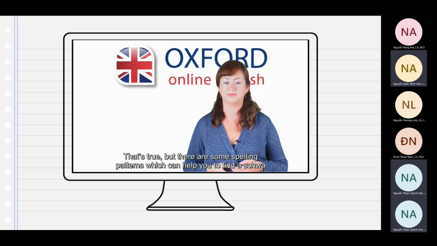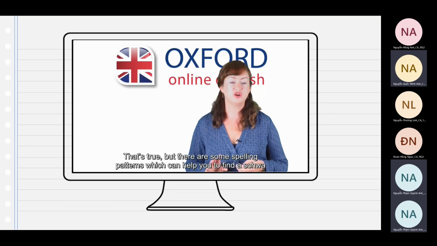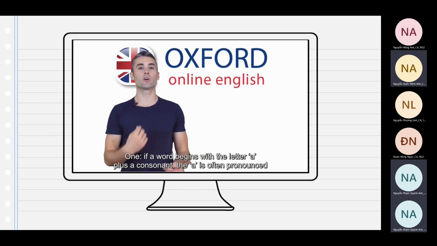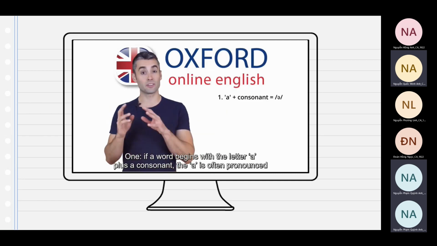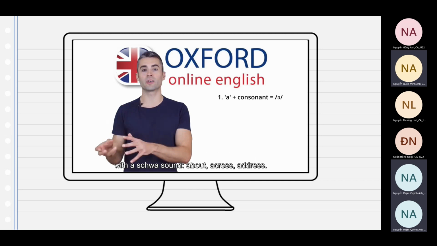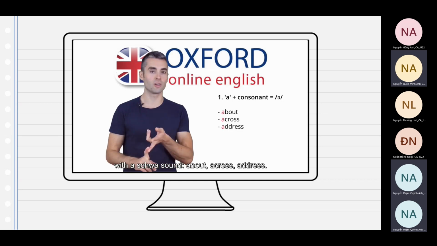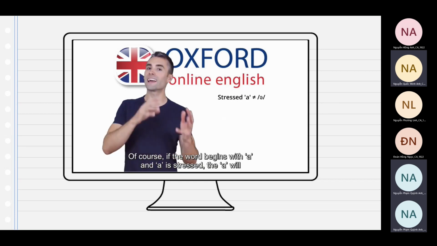That's true, but there are some spelling patterns which can help you to find a schwa sound. Let's look. 1. If a word begins with the letter A plus a consonant, the A is often pronounced with a schwa sound. About, across, address. Of course, if the word begins with A and A is stressed, the A will not have a schwa sound. For example, able, actor, artist.